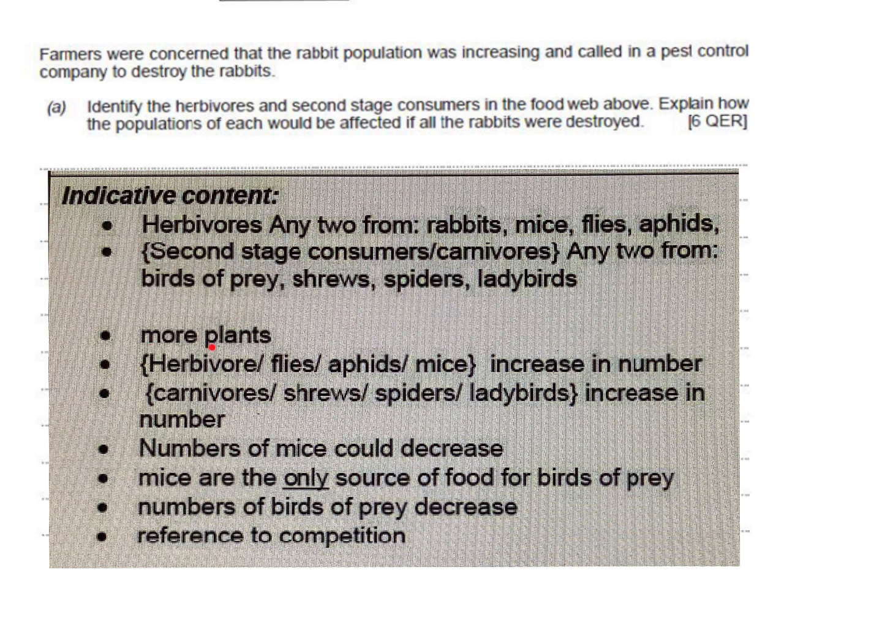You'd have more green plants. You'd also have things like flies, aphids, any herbivore increase in number. The carnivores, shrews, spiders, ladybirds would also increase in number. And numbers of mice could decrease. Mice are the only source of food for birds of prey. The numbers of birds of prey decrease, or any reference to competition.